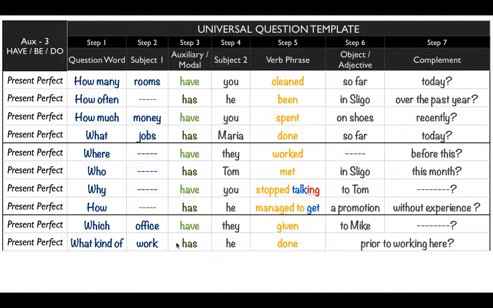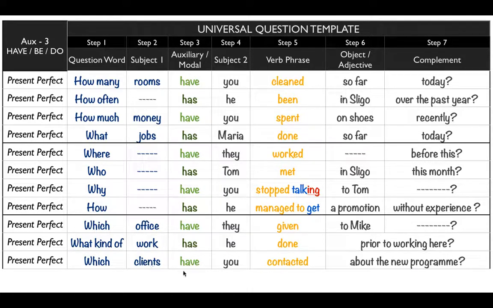What kind of work has he done prior to working here? Prior to means before. So before and prior to have the same meaning. If you use a verb after prior to, it should be verb ing. So I didn't put it in the color coded because it's in the complement, but if you use a verb after prior to or before, it must be verb ing. Don't forget that. So what kind of work has he done prior to working here?